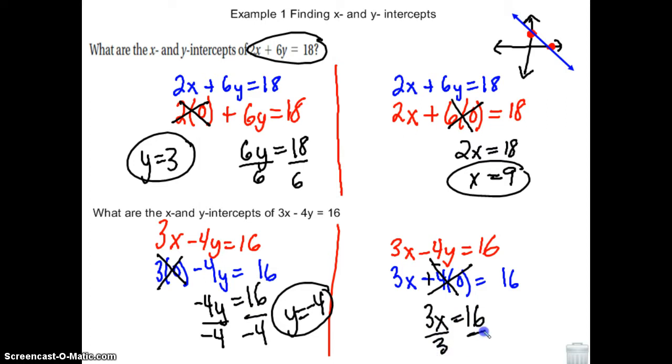When I divide both sides by 3, I get x equals 16 over 3. Now, here's the tricky issue with this one. This is an improper fraction, and 3 can't go into 16 evenly. So you can leave it as 16 over 3, or you can change it to a mixed number, which would be 5 and 1/3, which means it crosses the x-axis at about 5.3 repeating. Sometimes you may have a fraction, but notice it doesn't say to graph on these ones. It just says to find the x and y-intercepts.